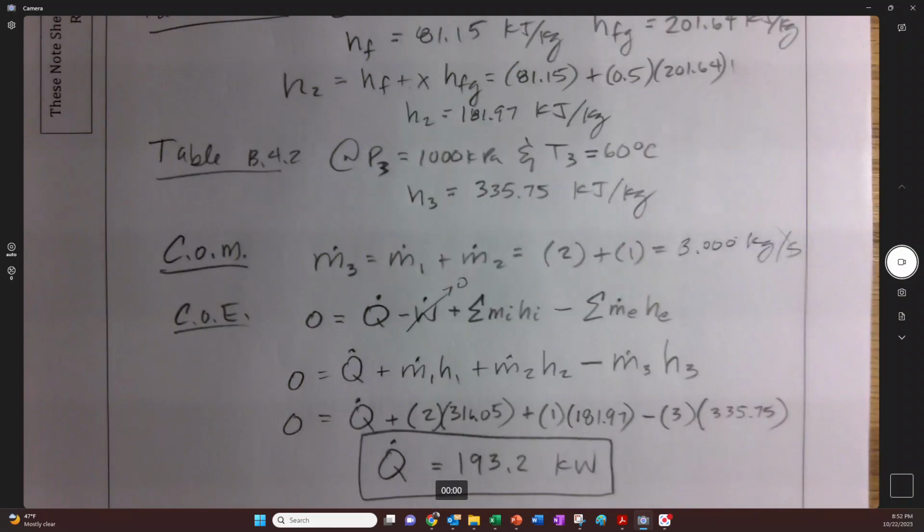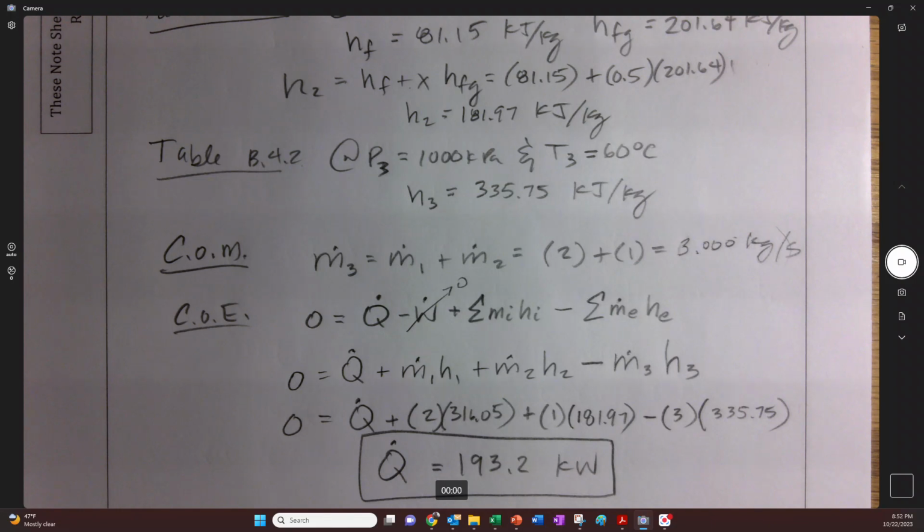All right, so we'll do 2 more. The next ones are going to be Cengel examples. Another mixer and a cooler, another heat exchanger. Have a great day.